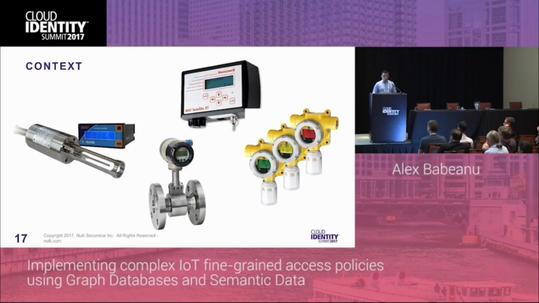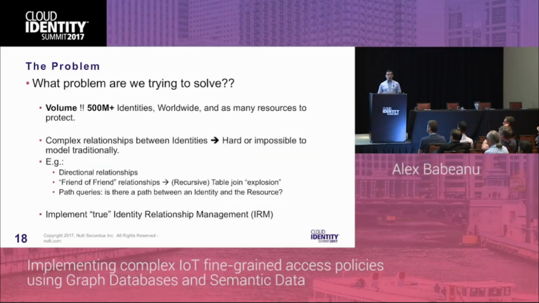So what problems were we trying to solve there? First of all, volume. There are obviously hundreds of millions of devices spread worldwide in all these geographies. So we needed to identify all of these and protect them as resources, and also make them work as identities, because they also needed to connect to each other in lots of cases. Those complex relationships between identities, we were trying to look at ways we could model that.